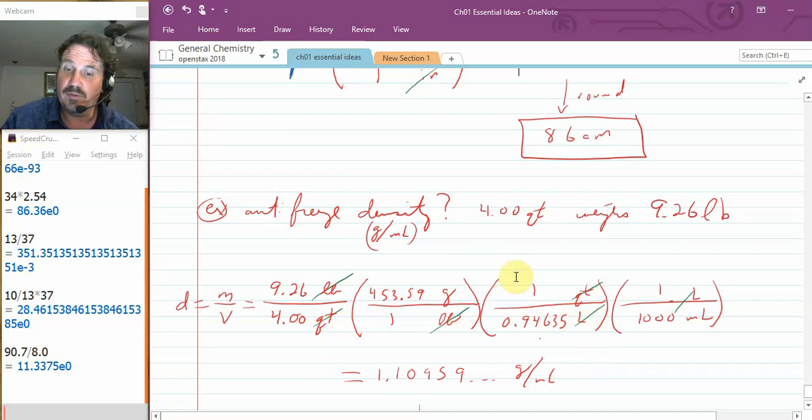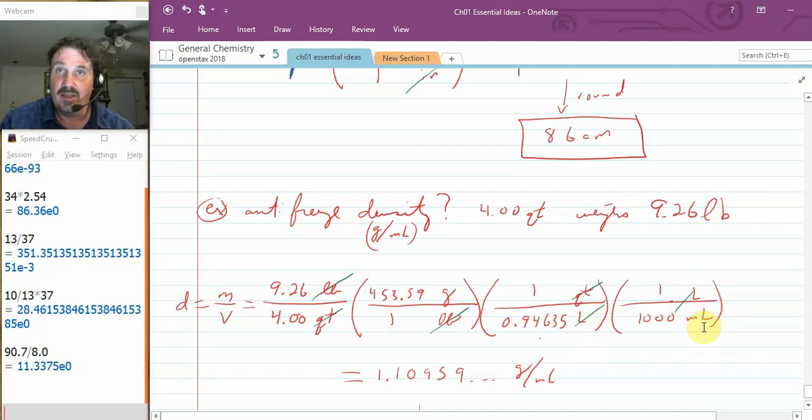So if I stopped at this point, I'd have grams on the top and liters on the bottom. It'd be grams per liter. Well, that's closer to what I want. I don't want liters, I want milliliters. Oh, milli is just 1/1000th. There's 1,000 milliliters in a liter, right? And so there's my last step here. Liters on the top, so it cancels with the one on the bottom, and milliliters on the bottom.